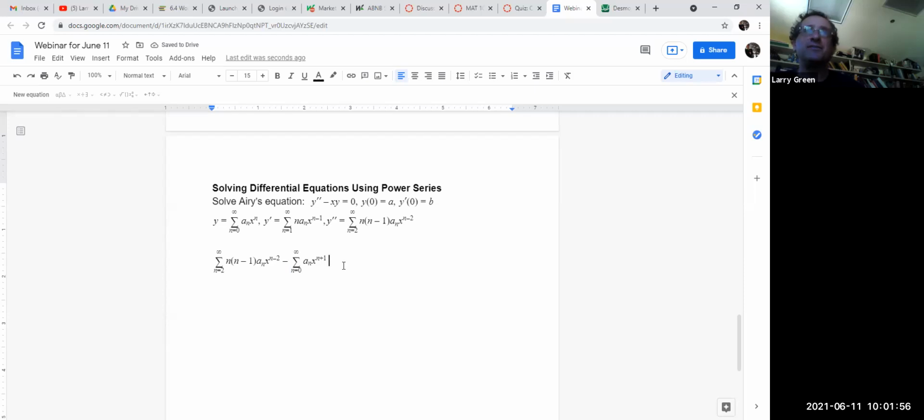All right, now here's an issue. I want to combine these two, but I can't combine them because this one starts at 2 and this one starts at 0. How do I change that? I want to do a couple things. Even more importantly, it would be nice if instead of an n - 2, this were an n + 1, because I want the same power of x. And the way you make it an n + 1 is you substitute.